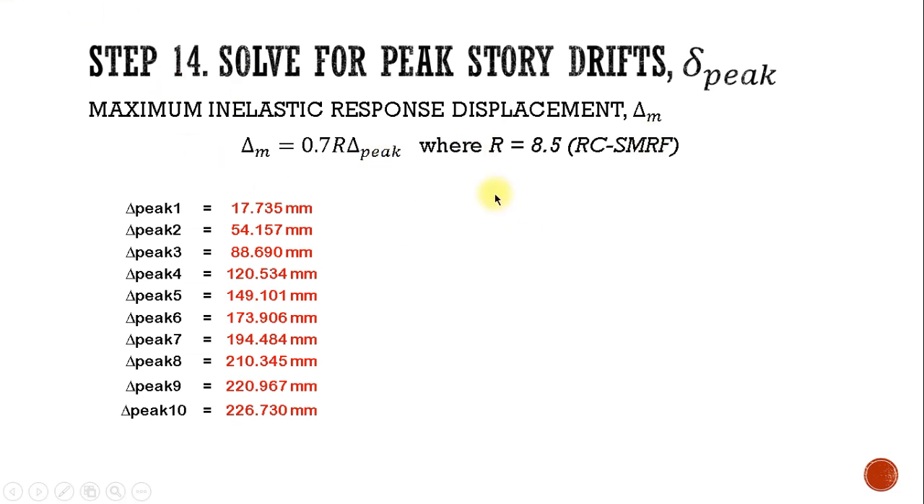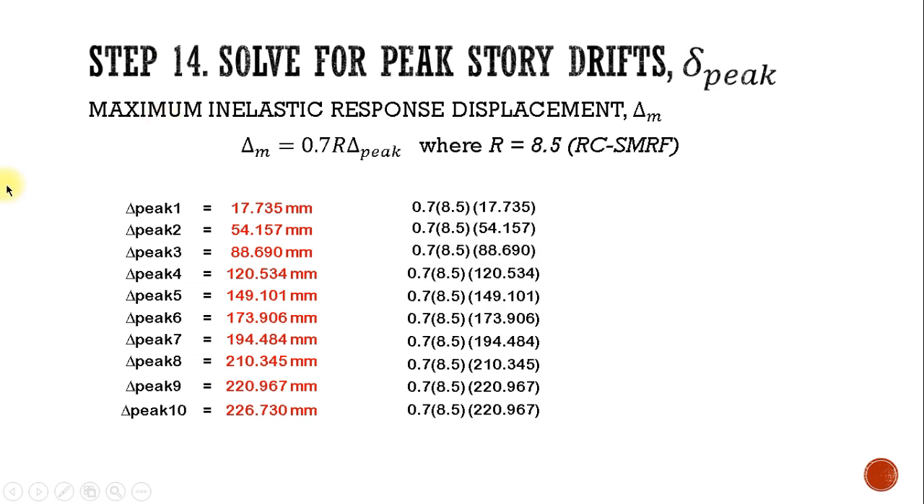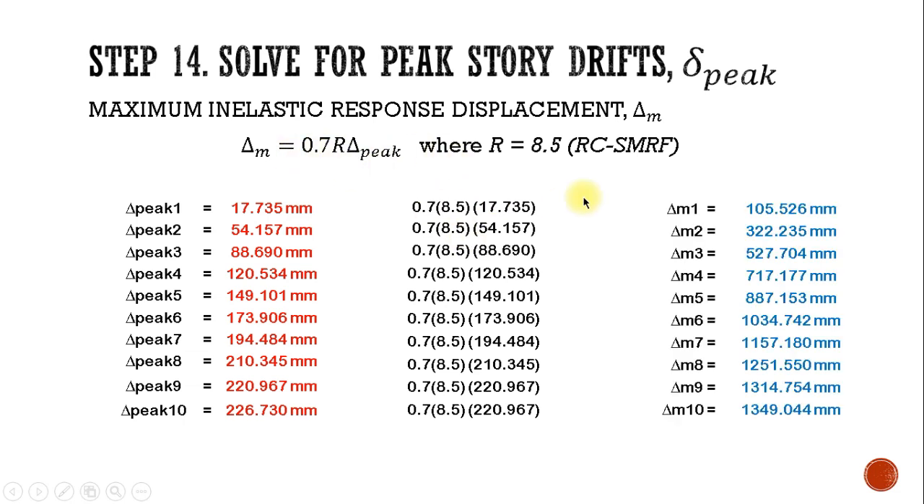So kanina, nasolve natin itong peak story displacements. So for the first floor ito 17.735 mm, for the second floor meron tayong 54.157 mm and so on. So for the 10th floor is equal to 226.730 mm. So since meron dito sa ating formula, ito yung gagamitin natin mamaya. So by using this formula and this method of calculations, it is very simple, no? So isa-substitute lang natin yung ating R, which is 8.5, ating delta peak, which is this corresponding peak story displacement for every floor. So i-compute lang natin yan, i-multiply lang natin siya sa 0.7. So ito na ang ating magiging maximum inelastic response displacement in every floor.